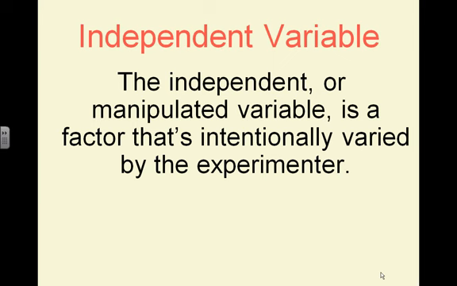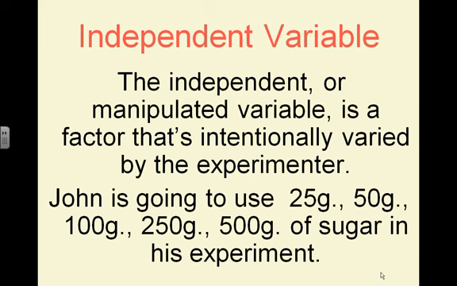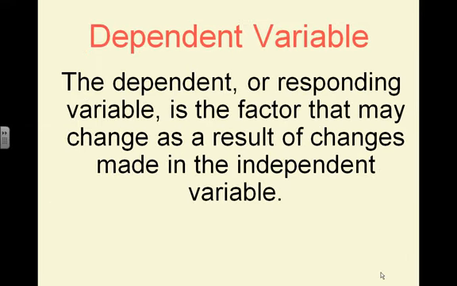How do we know the difference between an independent variable and a dependent variable? So the independent variable, or manipulated variable, is a factor that is intentionally varied by the experimenter. So in this case, what is intentionally John changing? What is he changing throughout his baking experiment? That's right, the sugar. So John wants to actually change the amount of sugar. So the variable that you begin to manipulate or change is considered to be your independent variable. So John is using 25, 50, 100, 250, and 500 grams of sugar in this experiment.